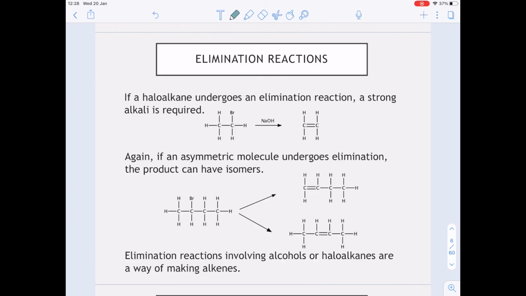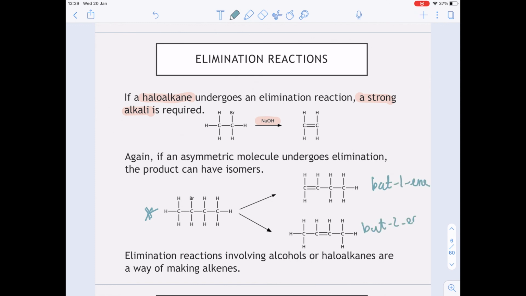If we have a look at this specific example, we're going to be looking at haloalkanes again. This time a strong alkali is required, for example sodium hydroxide, potassium hydroxide, lithium hydroxide, any one of those. Again, it's an asymmetric molecule, this example that I've got here. Therefore we can have 2 isomers. We can have the first one, which would be butene, and then underneath we could also have butadiene.